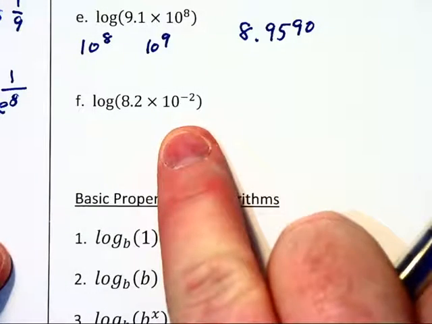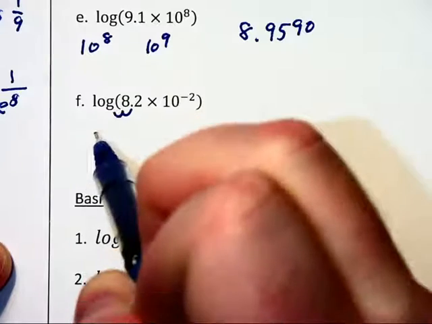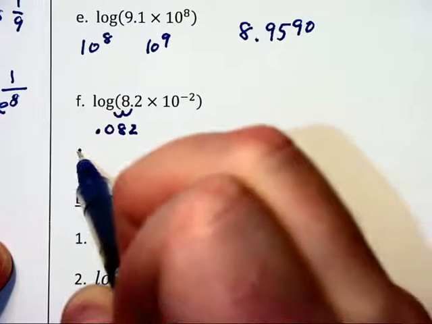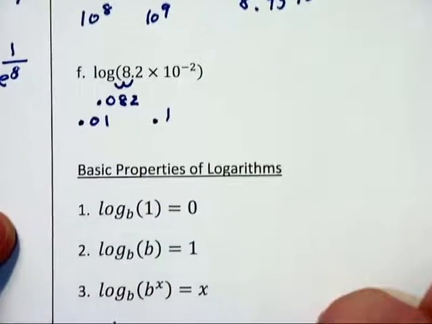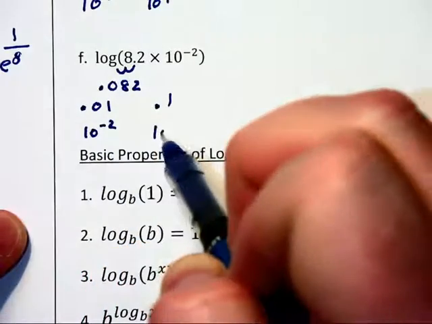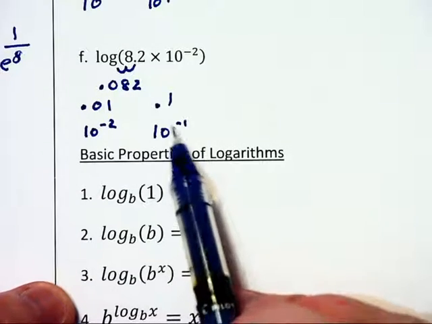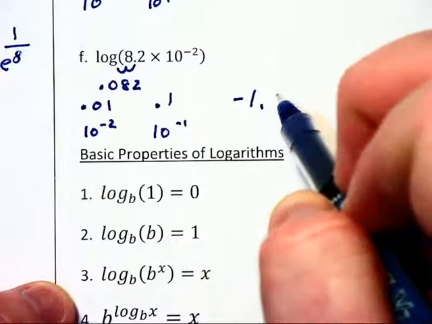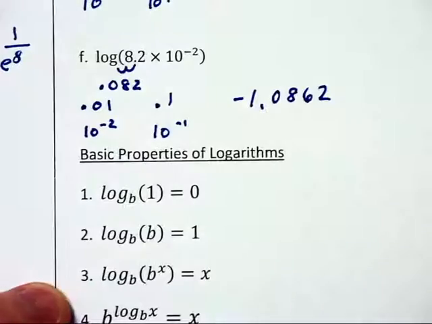Now, let's look at this one here. That 10 to the negative second power means move the decimal 2 places to the left. So we have 0.082, which is between 0.01 and 0.1, and that means this is going to be between 10 to the negative second and 10 to the negative first. So we're expecting something between -1 and -2, and the answer here is -1.0862 when you substitute that into a calculator.